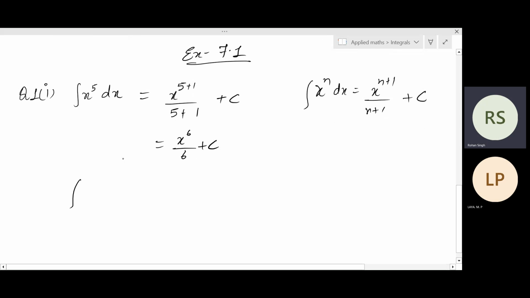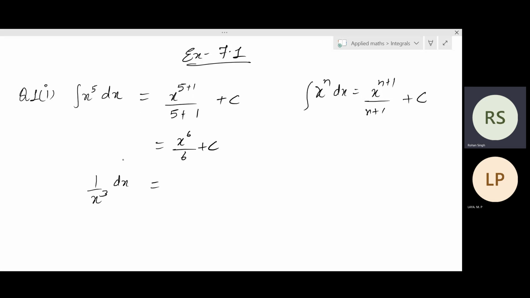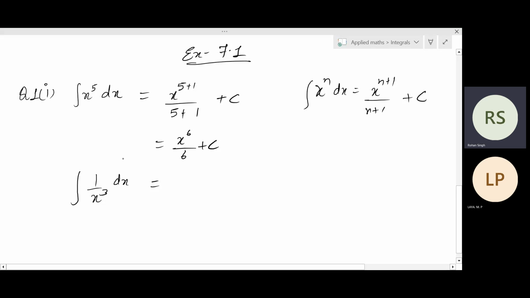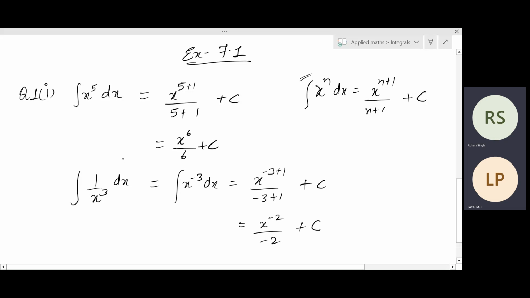Next is 1 over x raised to the power 3 dx. Similar to what you were doing in differentiation, whenever you have something like this you need to write it in the numerator so that you can apply this formula. So we can write x raised to the power minus 3 dx, then add 1 to the power, so we get negative 3 plus 1. This will become x raised to the power minus 2 over minus 2 plus c. Then it will become minus 1 by 2, and this x raised to the power minus 2 can be written as 1 over x squared, and then plus c.